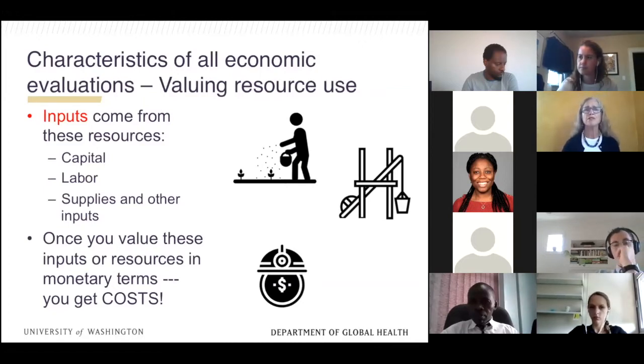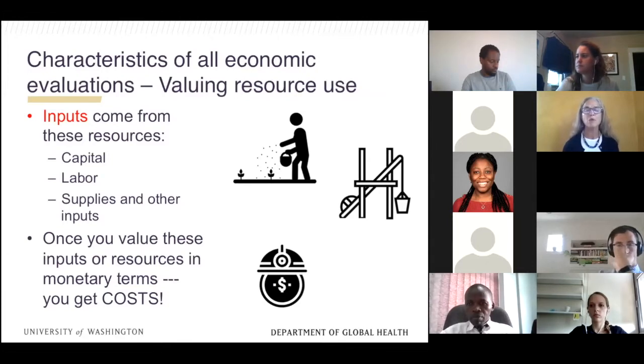So once you value these inputs or resources, basically you get your cost. Now there are a lot of different sources of cost, and that's what starts to get complicated. We have costs from donors, from governments, from providers, from international and local NGOs, as I mentioned, and from the participants themselves. And there are a lot of different ways to describe cost.